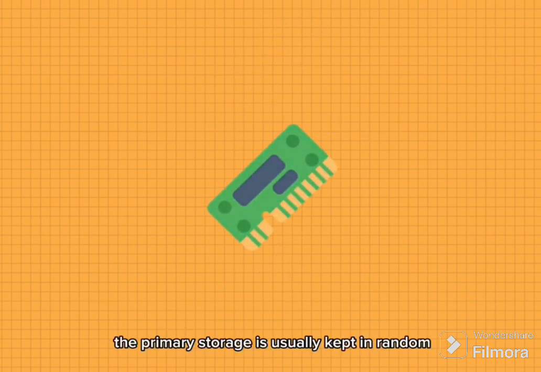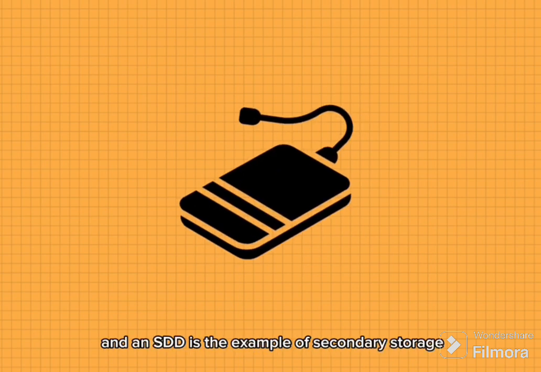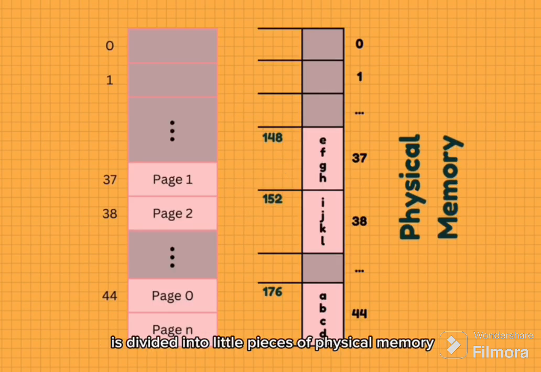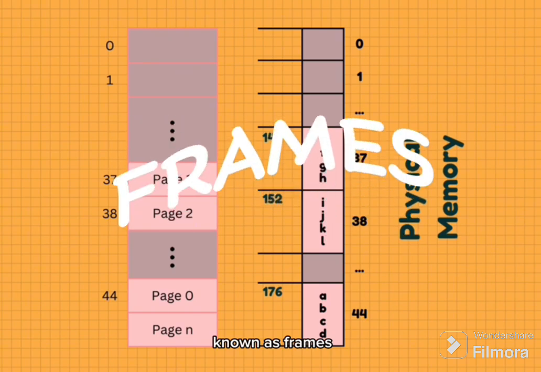Primary storage is usually kept in random access memory for quick retrieval, and an SSD is an example of secondary storage. The primary memory is divided into little pieces of physical memory known as frames. Okay, so here's the analogy of it.